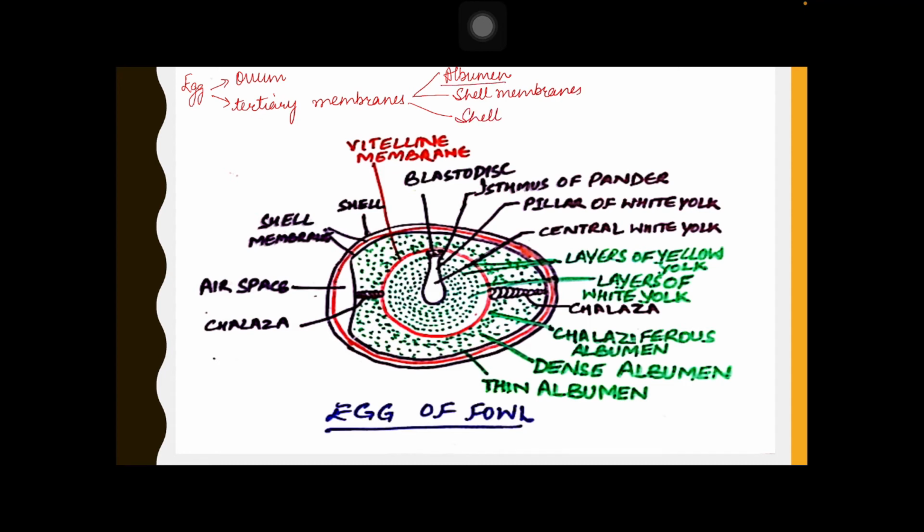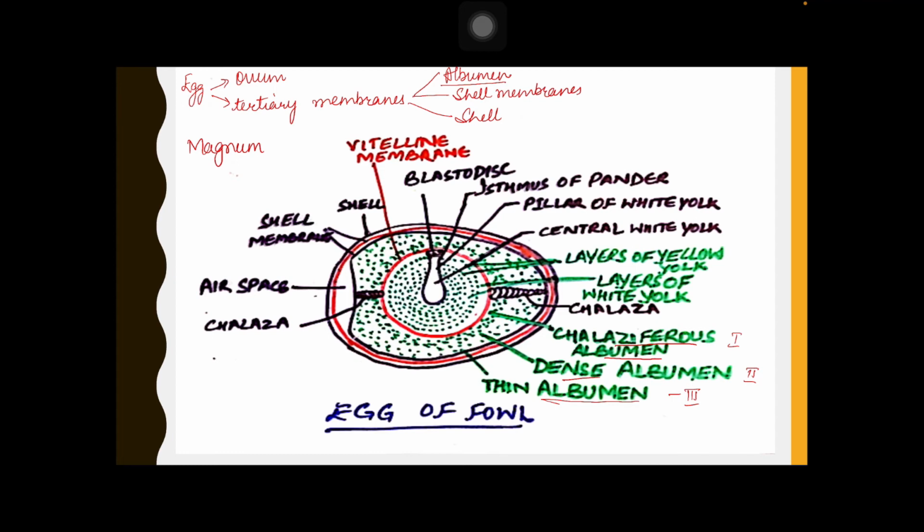Albumin consists of three layers as labeled in the diagram. First is the calciferous albumin, the second layer is the dense albumin, and the third layer is the thin albumin. So let's start with the calciferous albumin. It is a very dense albumin which is secreted around the ovum as it passes through the upper part of the oviduct, which is called the magnum. So the magnum secretes a very dense layer of albumin around the ovum.